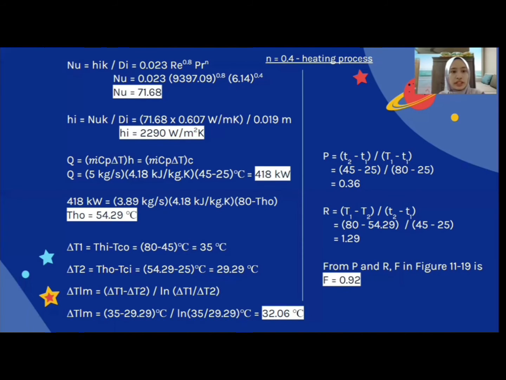So to calculate the log mean temperature difference, we first calculated the delta T1, which is equivalent to the temperature of hot water going in minus the temperature of cold water going out, which is 80 minus 45 degrees C, and we got 35 degrees Celsius. And we also calculate delta T2, which is the temperature of hot water going out minus the temperature of cold water going in, which is 44.29 minus 25 degrees Celsius, and we got it to be 29.29 degrees Celsius. So we substitute the value of delta T1 and delta T2 to the log mean temperature difference formula. We got 32.06 degrees Celsius.